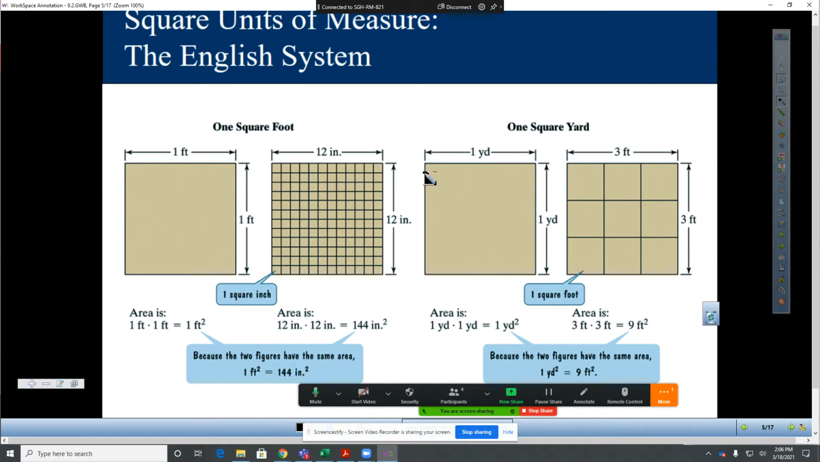Same thing with yards. 1 yard is equal to 3 feet. So a 1 yard by 1 yard is the same thing as a 3 feet by 3 feet, which tells us that 1 square yard is equivalent to 9 square feet. So those are just conversions we can use.